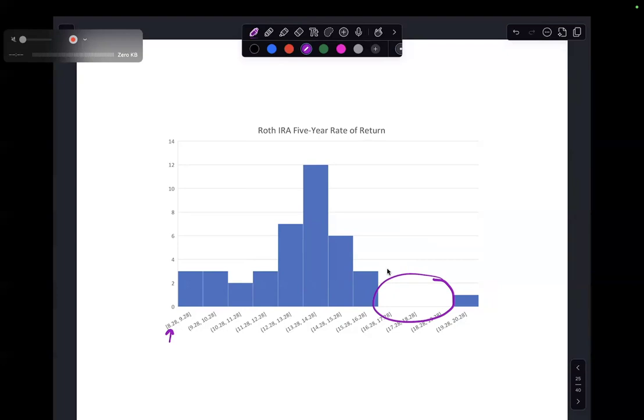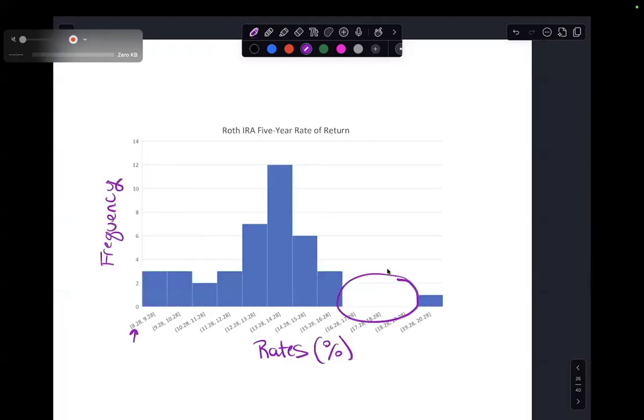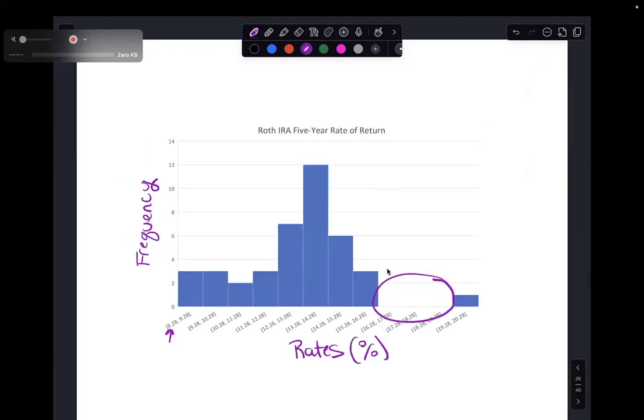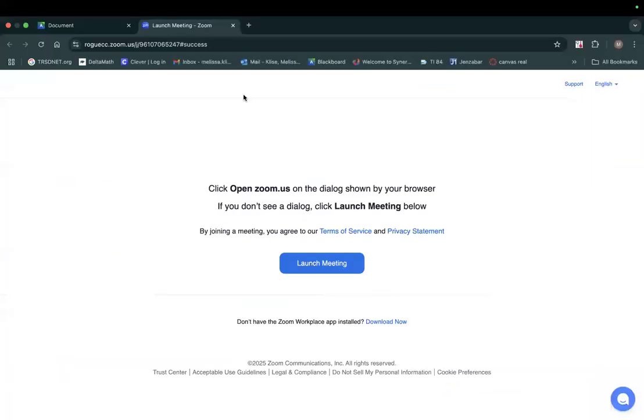The things that I don't have on here: this should say frequency, and then this should say rates in percents. I could do it like this. I don't think I have a good histogram, but I kind of want to show you what it looks like if I was drawing one by hand. Let me see. Give me a second. I'm going to see if there's one in the homework that is a good one.